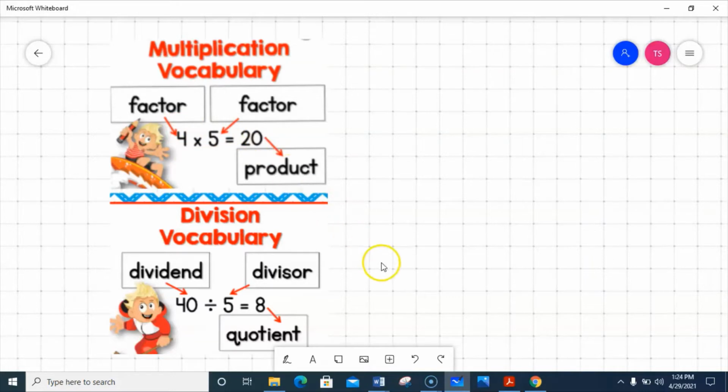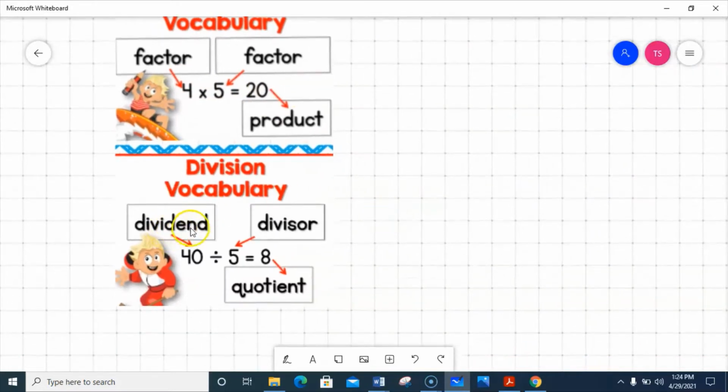And division vocabulary: dividend, divisor, quotient. Quotient's the answer to a division problem. And we cannot switch around. I cannot say that 5 divided by 40 equals 8. That would not be a true statement. So there's a specific order we divide things, just like subtraction.